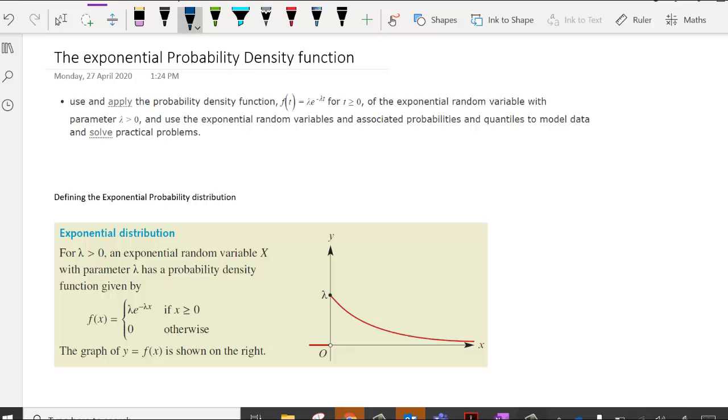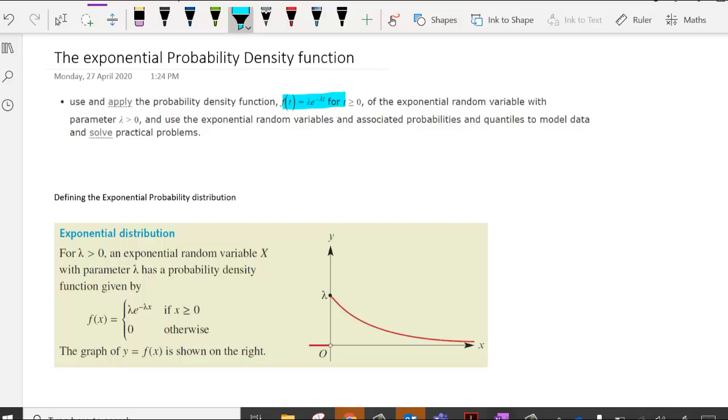In this lesson today, we're looking at the exponential probability density function. This is a specific focus from the syllabus, and it says that we need to use and apply the probability density function. Specifically, f of t is equal to lambda e to the negative lambda t when t is greater than or equal to 0. So that means that we're looking at a probability density function that follows an exponential decay relationship. Now, the parameter lambda must be greater than 0, and that makes sense.